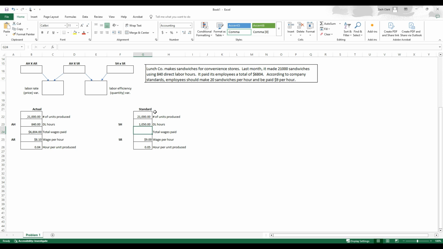Okay, now let's get on to our standard wages paid here. So if we had produced the 21,000 like we actually did, but we had paid at our average standard wage per hour, not per sandwich, there we go, it would have been 9,450. And again, you can see we've come in quite a bit under that because our wage per hour was less than standard, and our direct hours are less than the standard as well. So that's favorable in both instances.